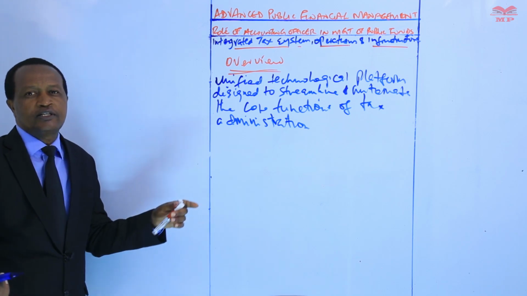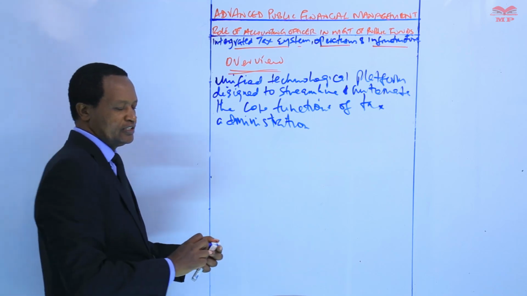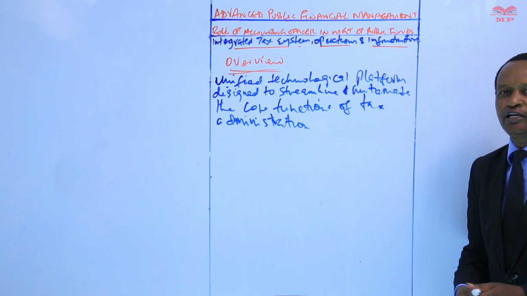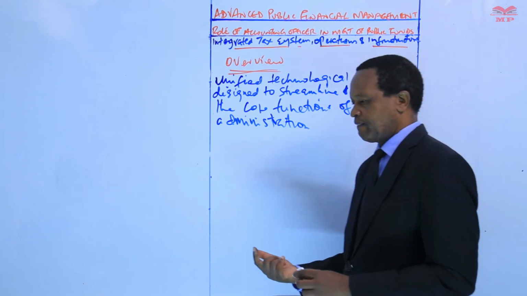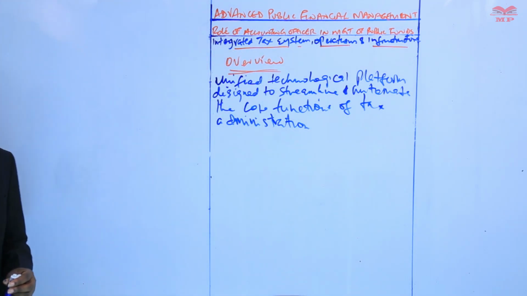Okay? The goal of an integrated tax system is to improve efficiency, to enhance compliance, and also to reduce administrative costs and provide better services to taxpayers. And here in Kenya, the Kenya Revenue Authority operates an integrated tax management system known as iTax. In Kenya, we have one that we refer to as iTax. You understand?